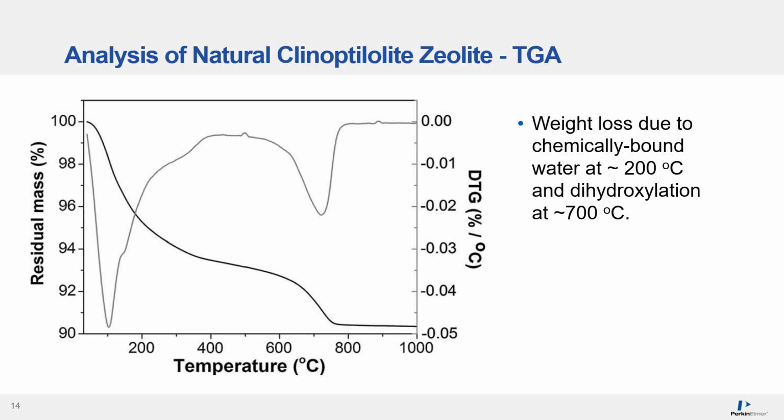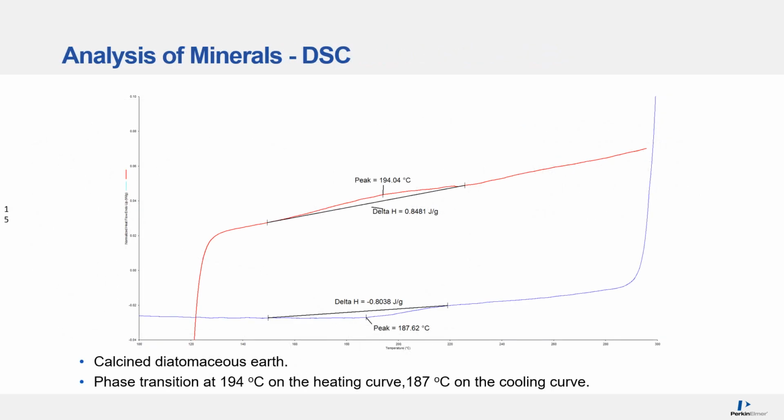Similarly, TGA is often used to analyze natural porous materials such as zeolites. The dehydration or loss of water and dehydroxylation are easily detected and quantified, and you can see that here in this graph. DSC is also used to analyze mineral materials. This calcined diatomaceous earth sample shows its signature phase transition around 190 degrees C on both the heating and cooling curves. So you can see this by placing a baseline across the line and seeing the peak height of the peak in the curve.